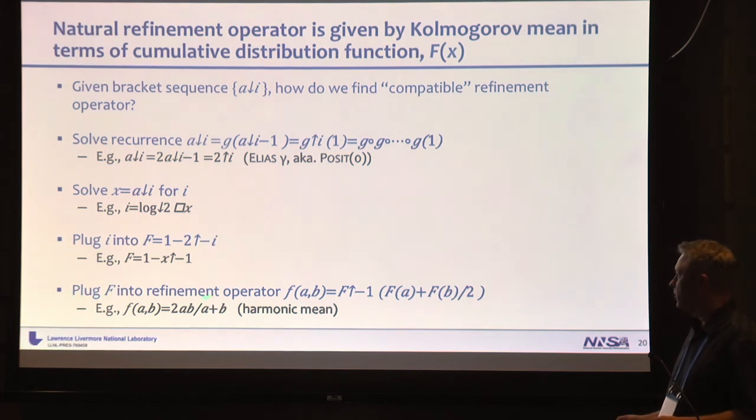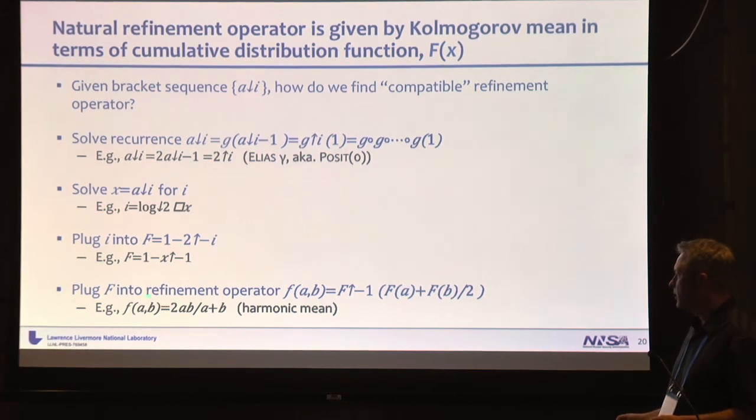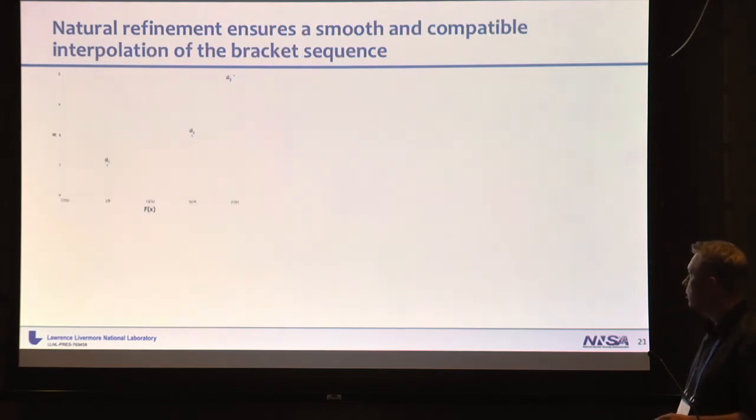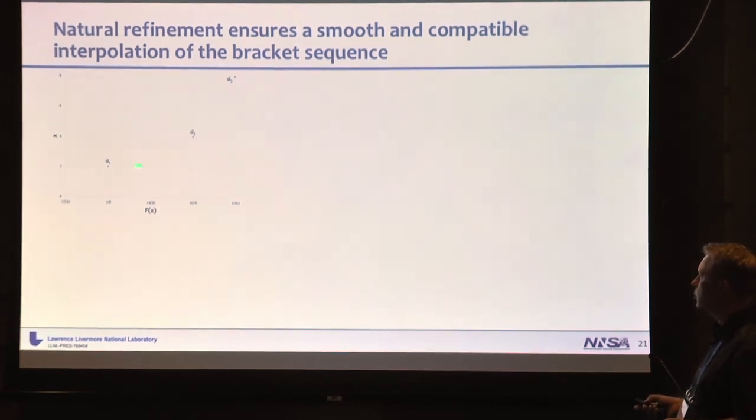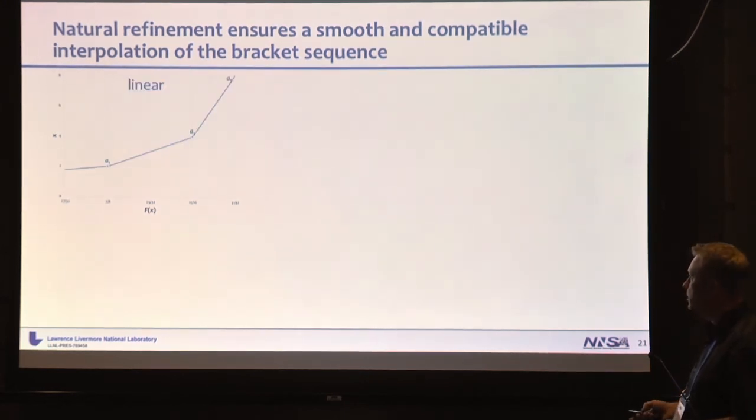But yes, for this particular case, what it shows you is that to get this compatible refinement operator, what we should be using is actually the harmonic mean between these two numbers. I apologize, this is probably hard to see on this projector, but what I'm showing here is once again the cumulative distribution function of numbers, and essentially swapping the axes. I'm showing the bracketing sequence, a sub 1, a sub 2, and a sub 3 for this particular example. And what posits will do is essentially just linearly interpolate those. So to get a new point in between, we would just take the arithmetic mean between those two.